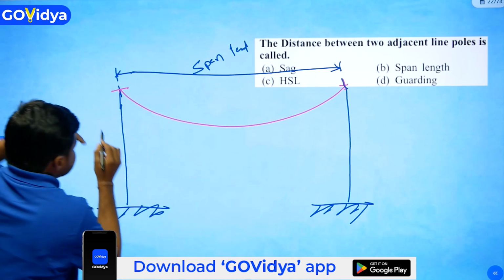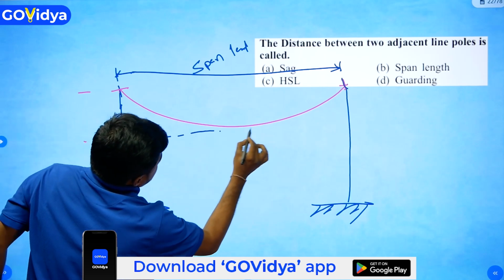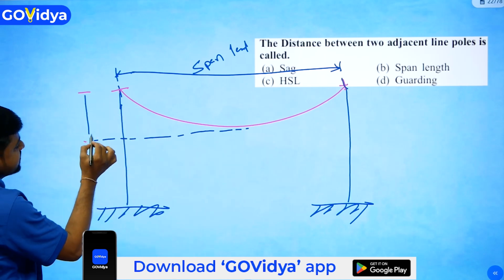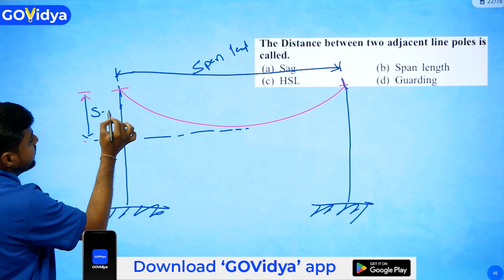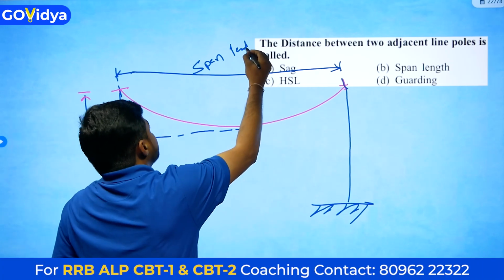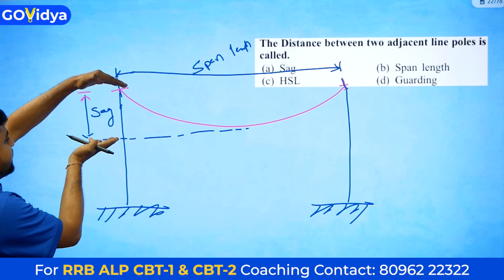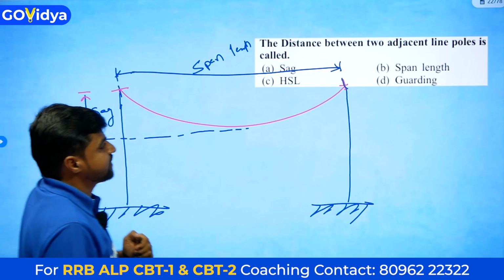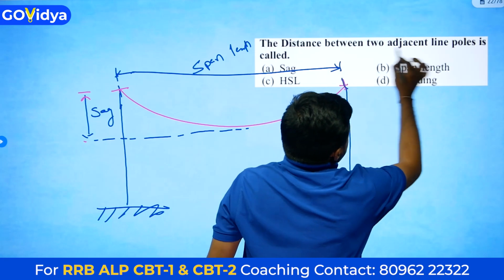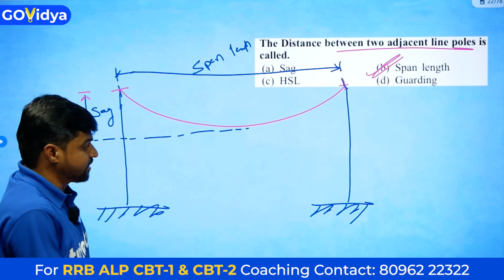Okay, the distance between the highest point of the conductor and the lowest point of the conductor is called sag. The distance between two poles is called span length, and the distance between the highest point and the lowest point of the conductor is called sag. Now the distance between two adjacent poles is span length. Option B is the correct answer. Okay, next question.